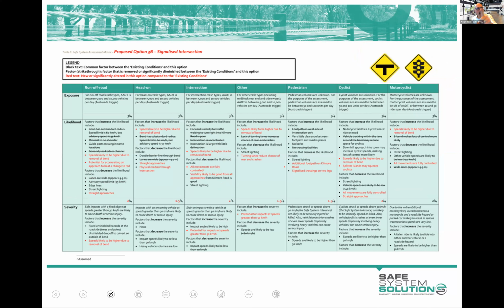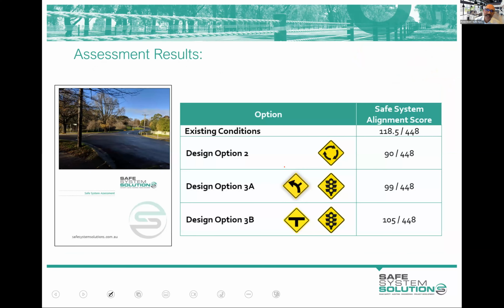If you're only given one design option, right, they go, here's our design, please do a safe system assessment. You do one matrix for the existing conditions and one matrix for that design. You've got all of that then, and you're able to give scores overall that compare the existing conditions to each of the future scenarios, if they have a roundabout there, or a modified T in signals, or a T intersection signals, those are the scores.